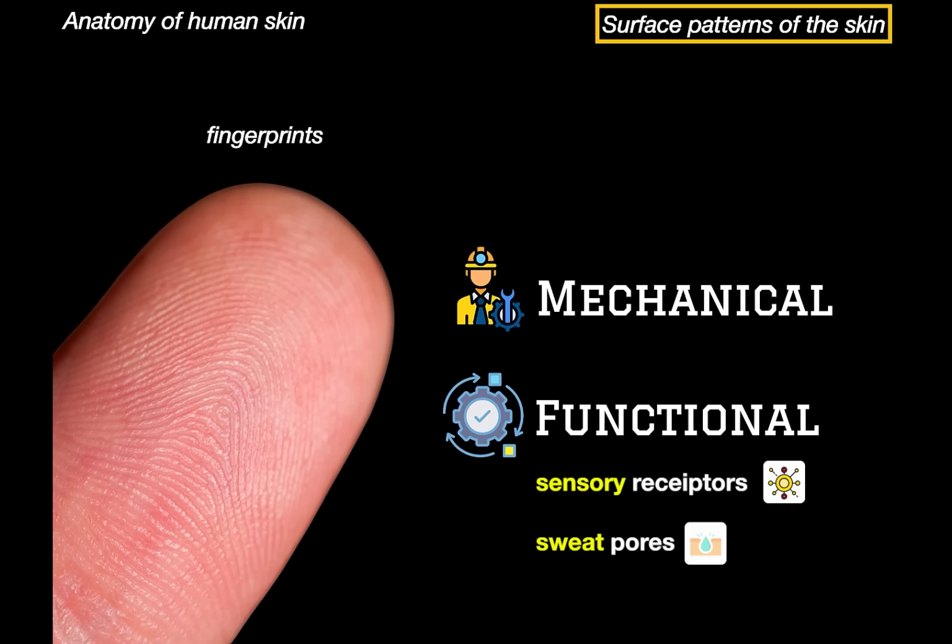Many of the tactile receptors in the dermis sit very close to these ridges, so when you touch an object, tiny differences in texture and pressure are translated into small distortions along the ridges, which are then picked up by the receptors beneath.